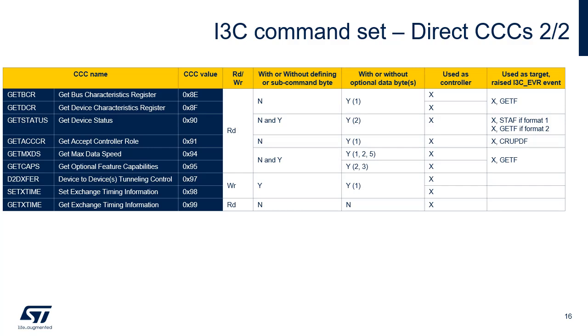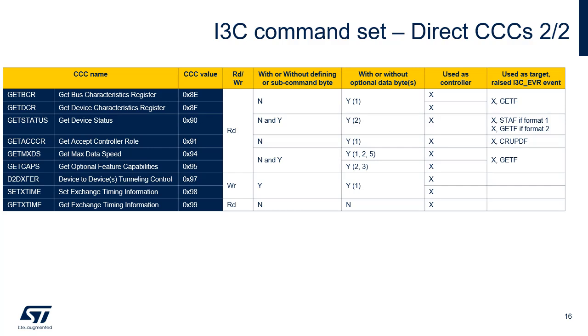The GetACCR CCC is used both to verify a controller role request, if received earlier, and to allow the active controller to offer or to pass the controller role to an I3C secondary controller, even if it was not previously requested. The controller uses the GetMXDS to determine the SDR mode data speed limitations of one target device. The GetCaps CCC allows the controller to query an I3C target to determine what optional I3C features that target supports.